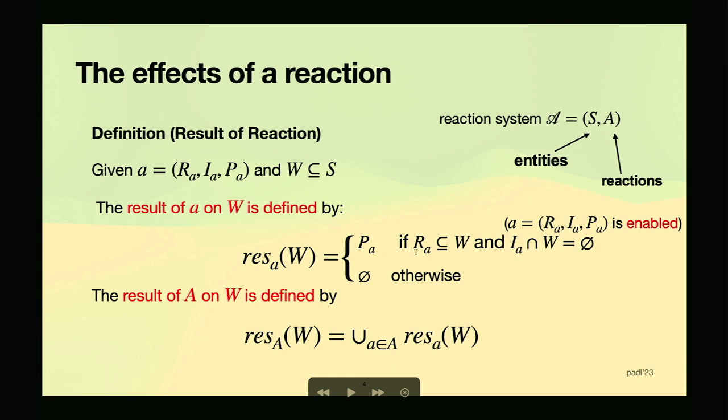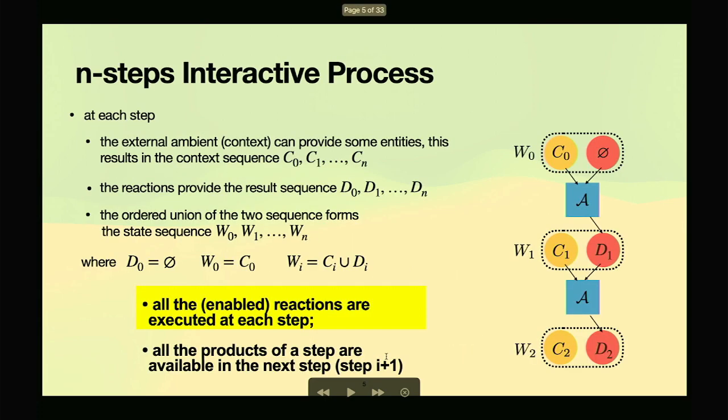Otherwise, if you have not enough reactants or you have some inhibitors, the result of the computation is the empty set. So if you have a set of reactions and a set of entities, the result is the union of the products of all the enabled reactions. Okay. But when you execute a reaction system, you have an interactive process.